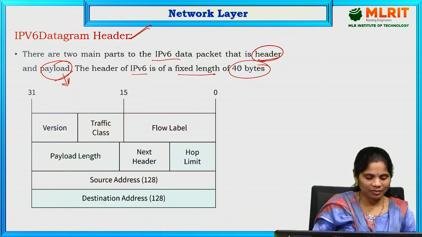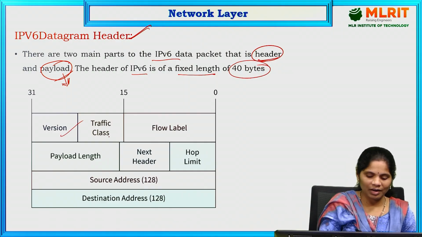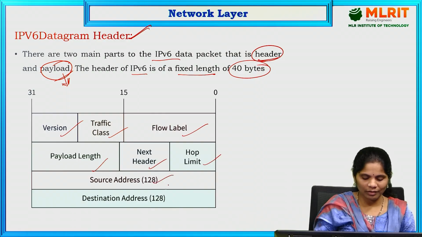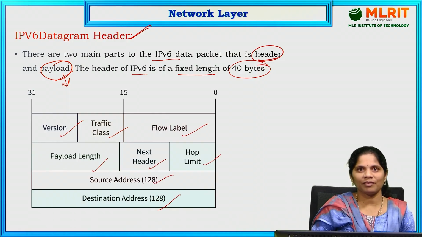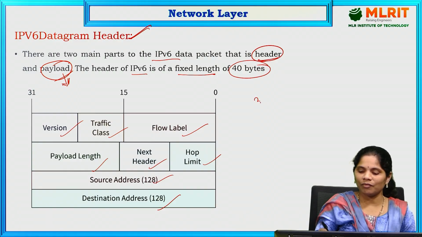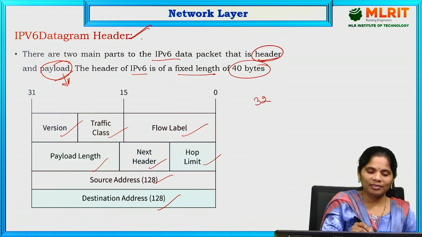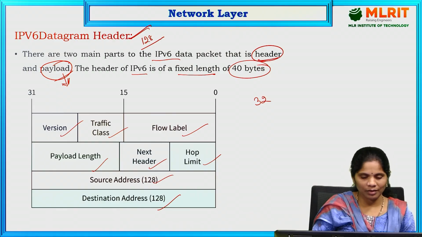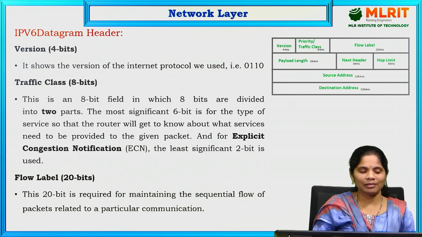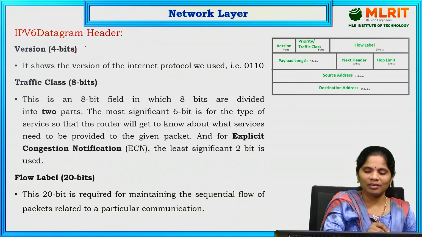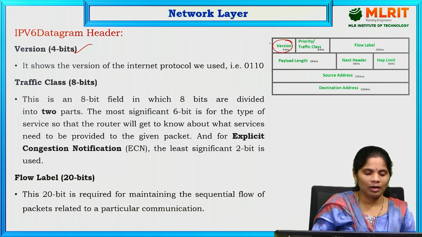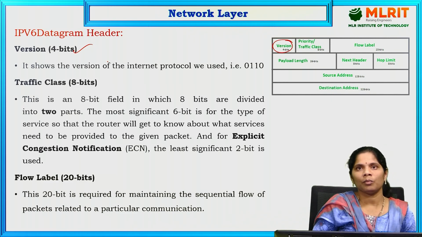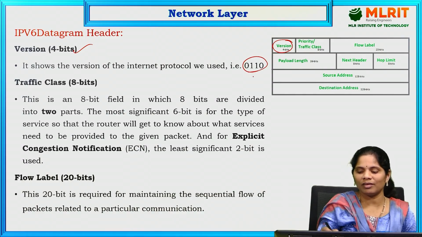Here the fields are version, traffic class, flow label, payload length, next header, hop limit, source and destination. This is about IPv6. Previously it had 32-bit addresses only, but IPv6 has a 128-bit address. See the different fields in IPv6. First, version has 4 bits. It says what the version of the protocol is, that is 0110, version 6.